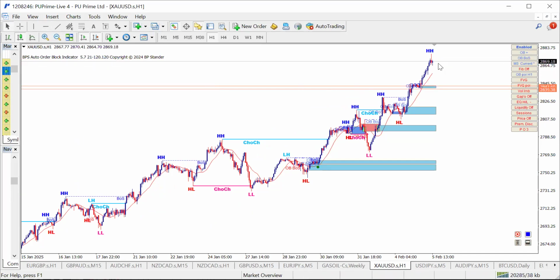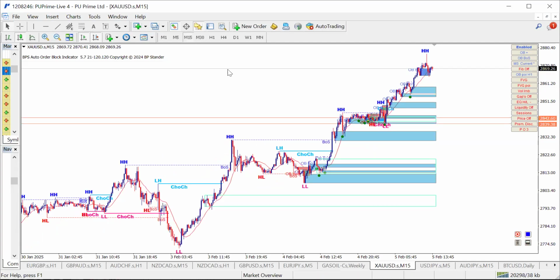So we need sellers to tap into 2842.60 or 2839 for it to continue moving into the upside. Same thing here. This shows that we are looking towards sellers coming in at this level before we see buyers and all that. So that is that on gold.